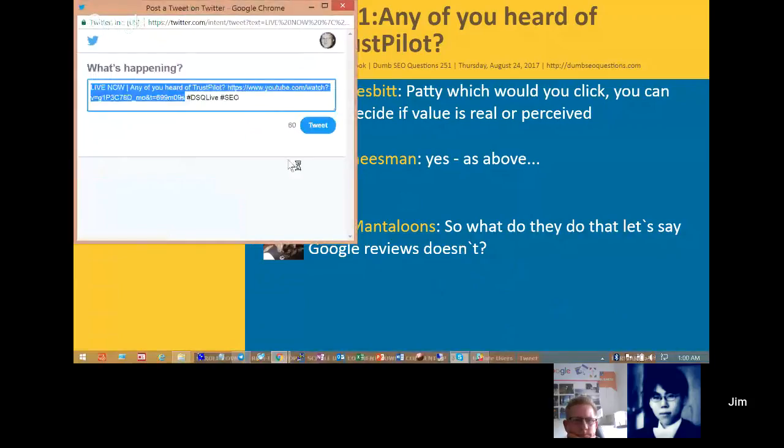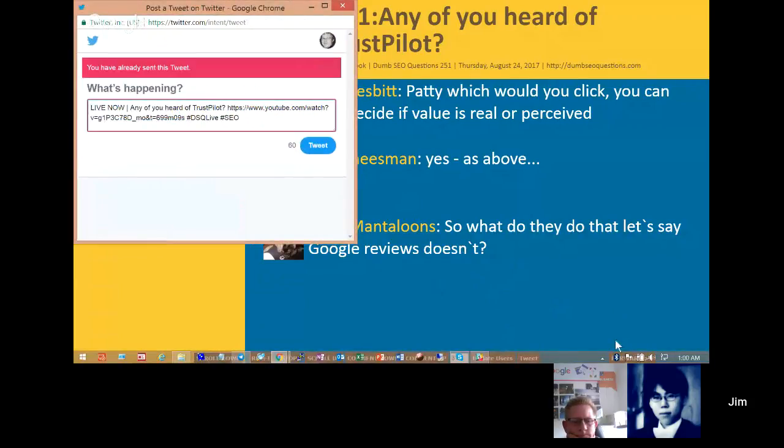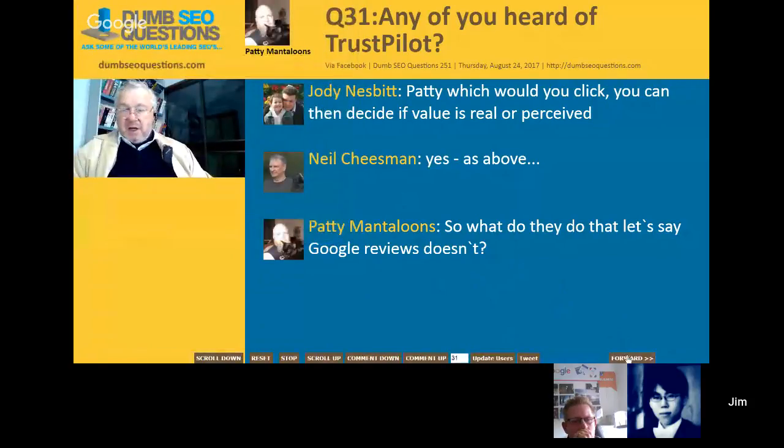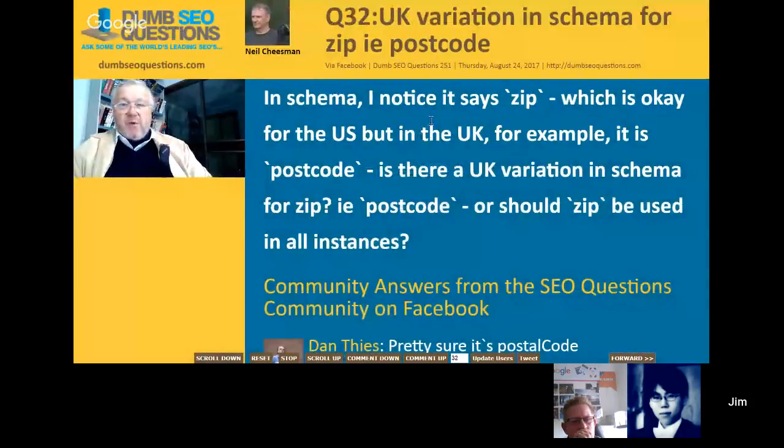Okay, let me tweet that and let's charge into the next one. Oh, I've done that already. Okay, let's look at another one from Neil Cheeseman. A UK variation in schema for zip, i.e. postcode. In schema, I've noticed it says zip, which is okay for the US, but not in the UK. For example, it is postcode. Is there a UK variation in schema for zip, i.e. postcode, or should zip be used in all instances?